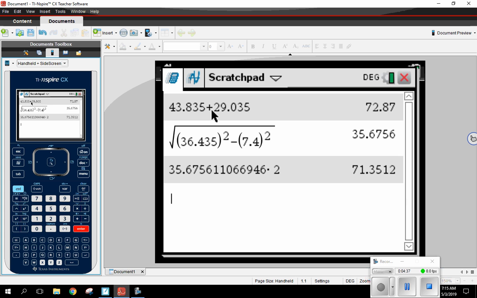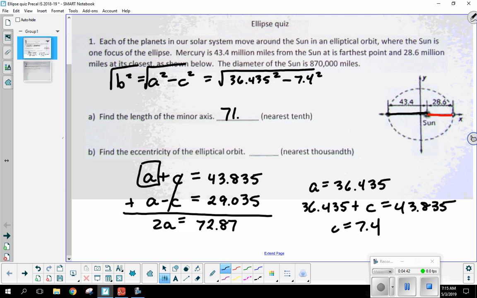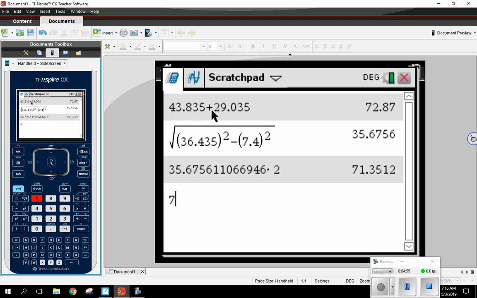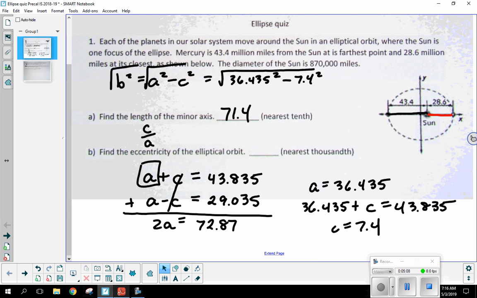So I would say about 71.4 million miles. And there we go. Now find the eccentricity of the elliptical orbit. Well, the eccentricity is always found by taking the distance of c and dividing by a. If I take 7.4 and divide it by the 36.435, I get 0.203. We want to round that to the nearest thousandth, so 0.203. And that is number 1.